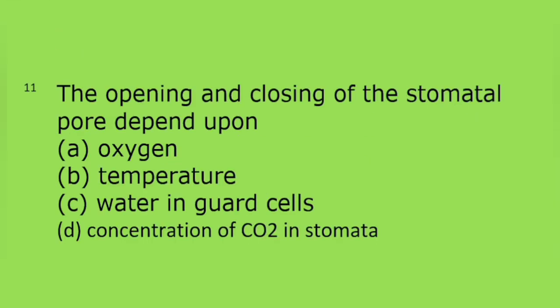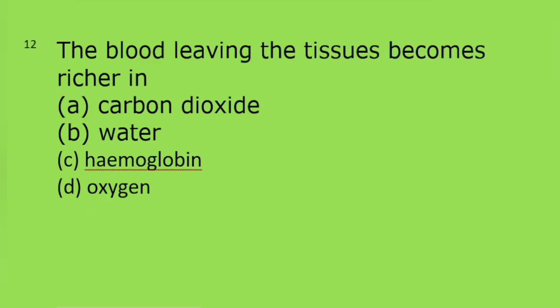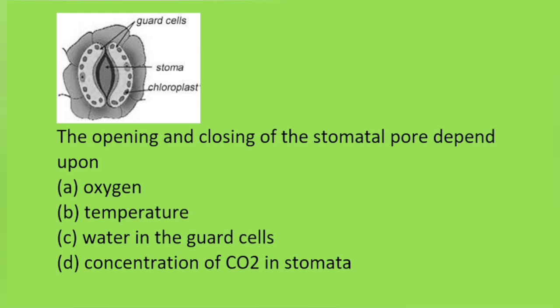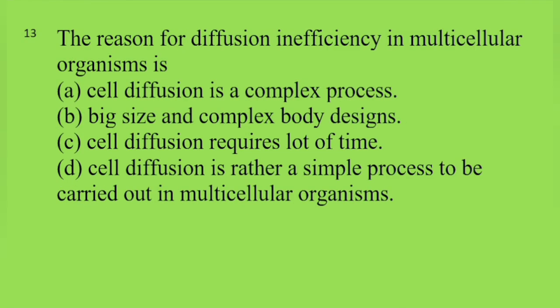The opening and closing of stomatal pore depend upon, option C, water in guard cells. The blood leaving the tissues becomes richer in what? The respiration takes place inside the mitochondria of the cells and the carbon dioxide is produced, which will be given to the blood leaving the tissue. So answer would be option A, carbon dioxide. The reason for diffusion inefficiency in multicellular organisms is, answer is big size and complex body designs.